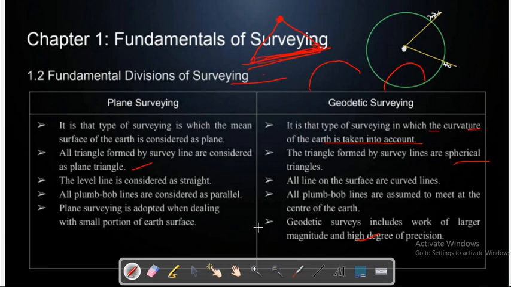Next, plane survey is adopted when dealing with a small portion of the earth surface, and plane surveying will be adopted for small measurement. Let's suppose you are doing measurement for a small house, then that will be plane surveying. You are doing measurement for a small playground, then that will be plane surveying. But if you want large magnitude, high degree of precision, then you will go for geodetic surveying.